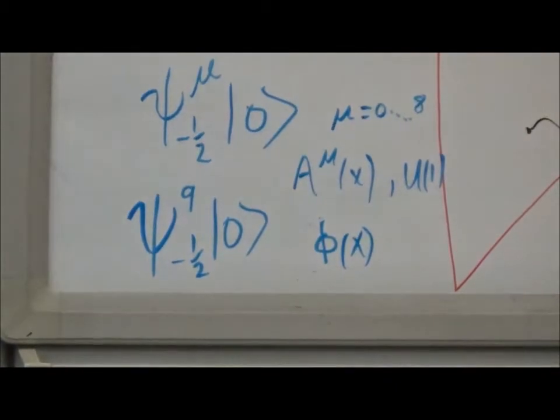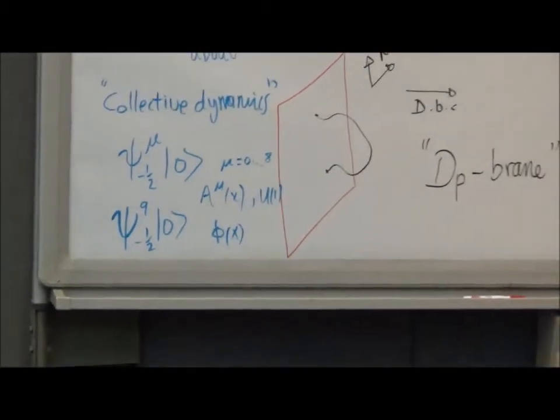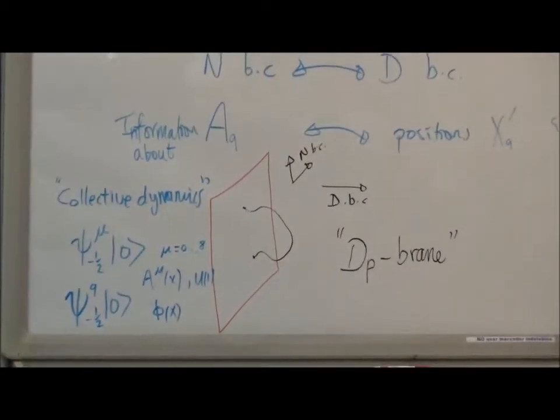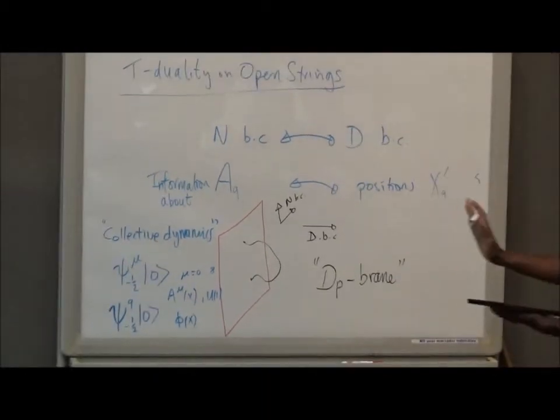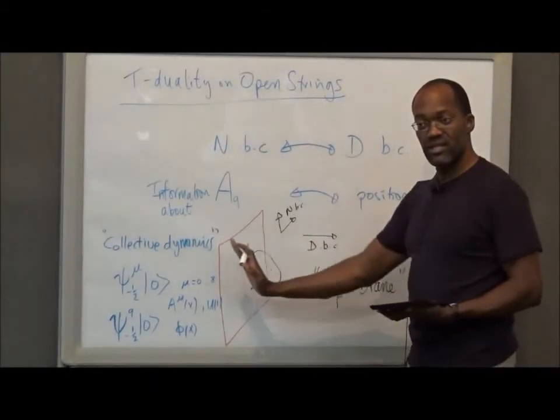And that phi is charged under the U1, but its job is to tell you essentially, as I said, where the brane is in the transverse directions.